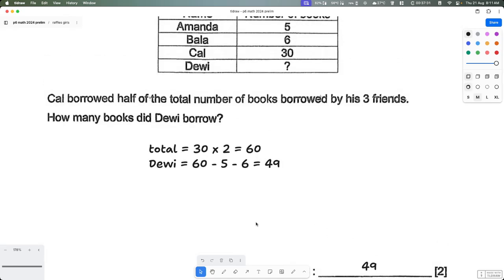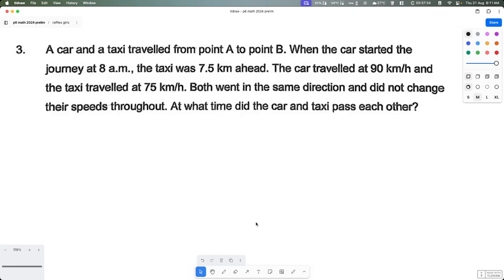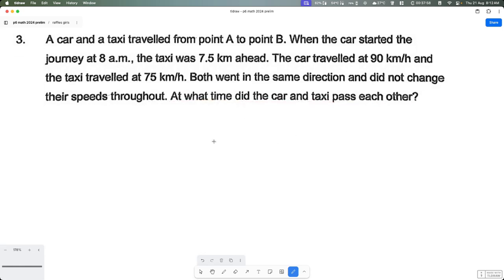Let's move on to the next question. Question number 3. A car and a taxi traveled from point A to point B. When the car started the journey at 8 a.m., the taxi was 7.5 kilometers ahead. The car traveled 90 kilometers an hour and the taxi traveled at 75 kilometers an hour. Both went in the same direction and did not change their speeds throughout. At what time did the car and taxi pass each other? Okay, so in this case, we have 2 points, A and B.